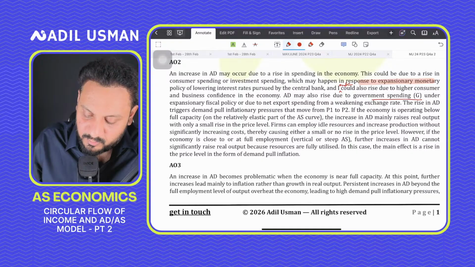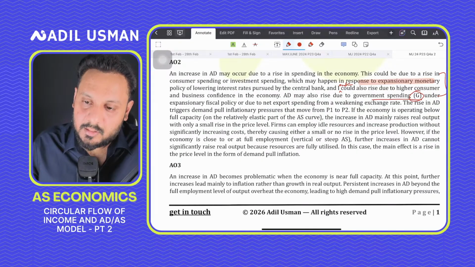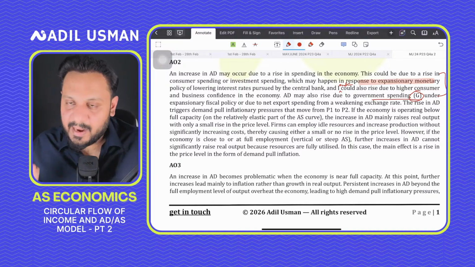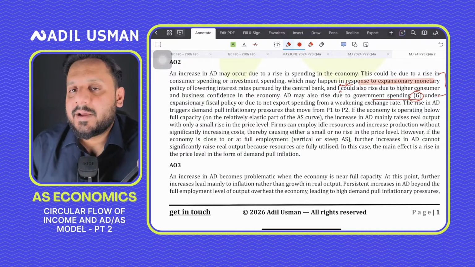आप इसको छोटा करके ज़रूरी नहीं है government spending की भी बात लिखते हैं, net exports की लिखते हैं, मैंने लिखी है, but we were still good if we had not mentioned government spending or net exports. We could just say that AD could rise because of a rise in spending.